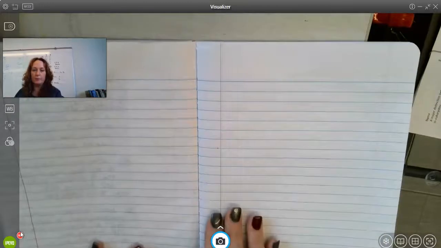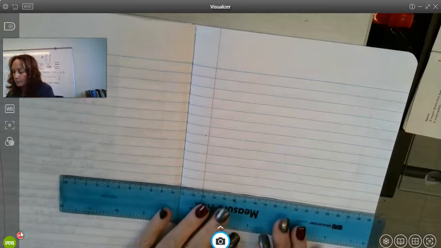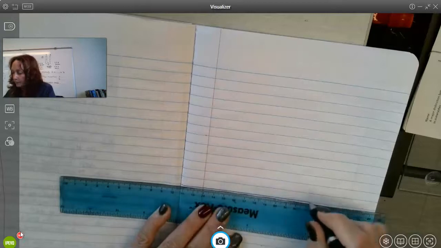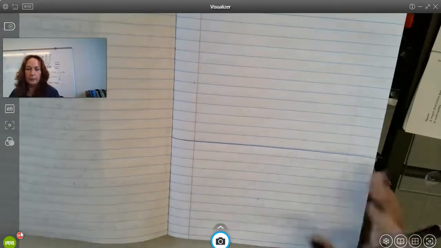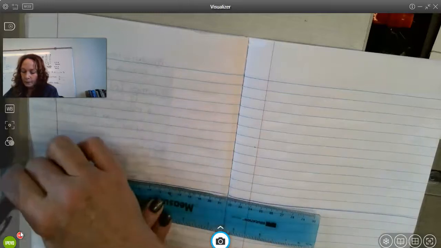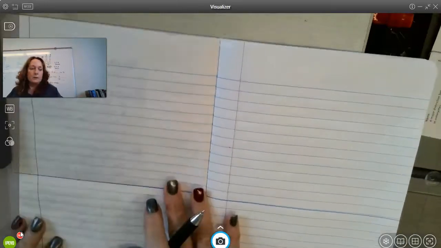Okay. So here's what I'm going to do. I'm going to start off with my page here. I'm going to help myself remember that I'm not allowed to draw below, probably about two-thirds of the way up there. This is all I got.